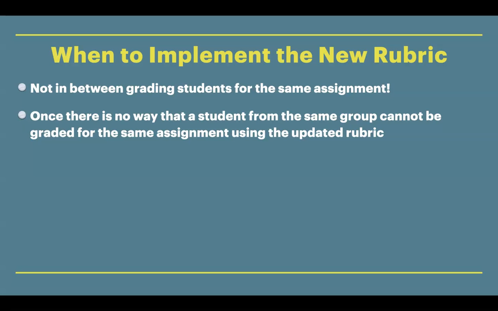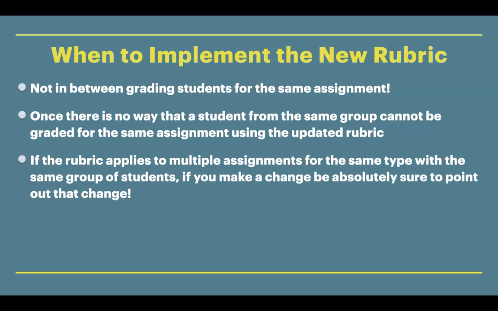So once there is no way that a student from the same group, everybody has turned in this assignment, there's not somebody that could potentially turn it in late or whatever. So once there's no way a student from that group cannot be graded for that same assignment using the updated rubric, then you can implement the changes to that rubric. If the rubric applies to multiple assignments of the same type with the same group of students, so again, maybe it's a weekly essay or something similar.